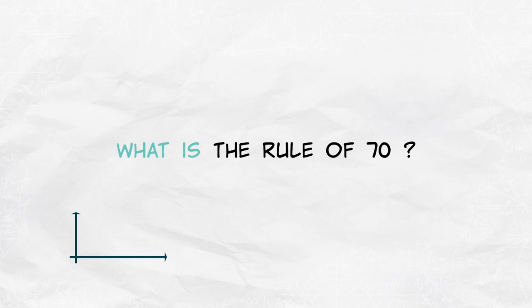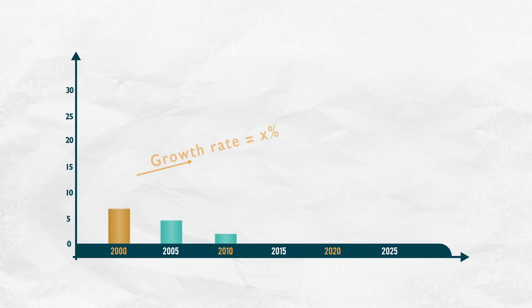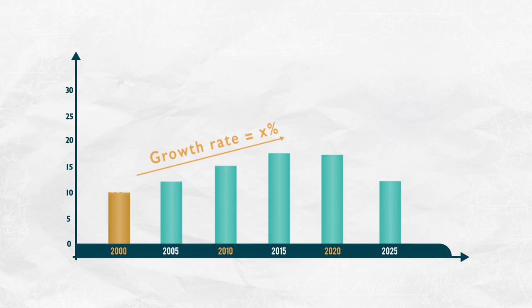But what is the rule of 70? If a variable is growing at a rate of X percent per period, you can calculate how quickly it will double by taking 70 and dividing it by X, the growth rate.